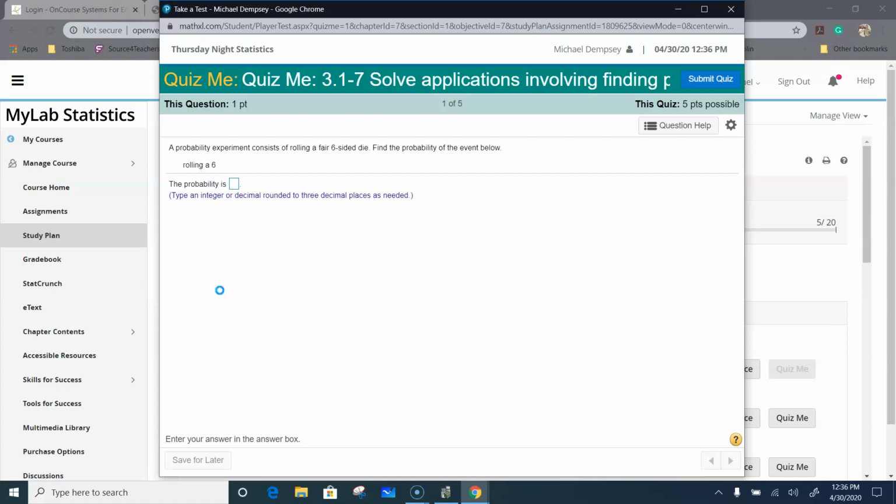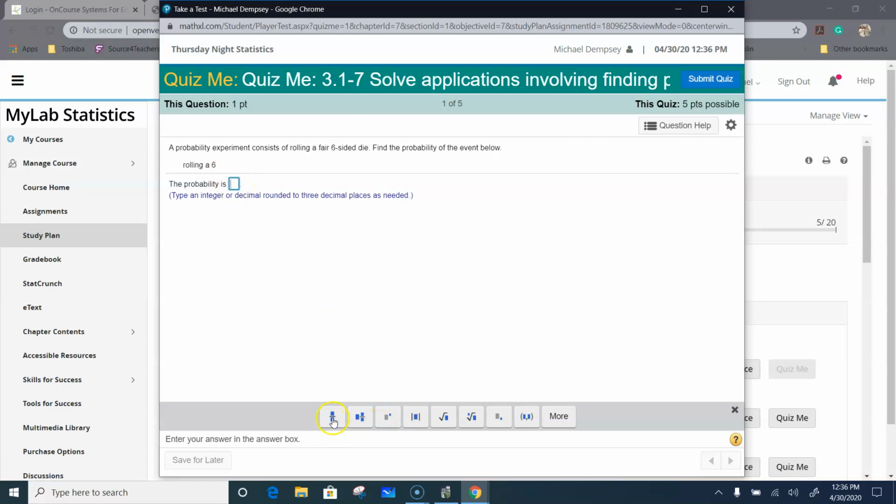A probability experiment consists of rolling a fair 6-sided die. Find the probability of the event below. I'm rolling a 6. Well, there's only one 6 that I can roll out of the 6 sides. So that's 1/6.